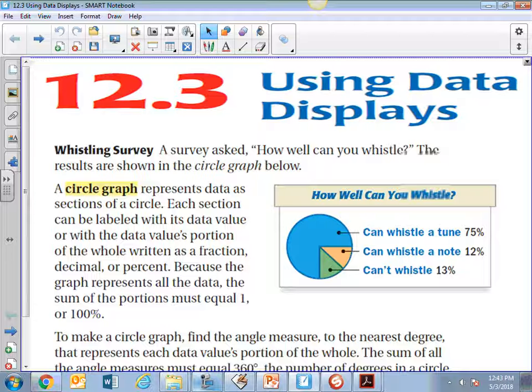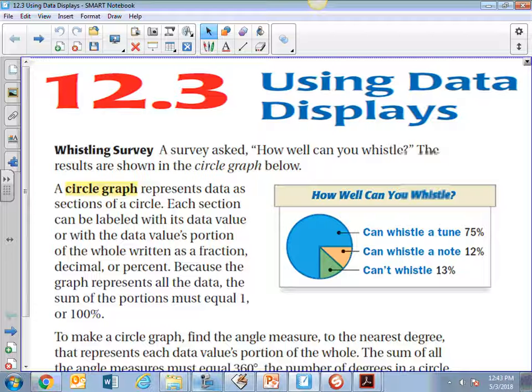How many degrees are in a circle? 360. Okay, there's 360 degrees in a circle. So, as we can tell by looking at this, 75% is also 3/4. It definitely looks like 3/4 of this circle is covered by 75%.